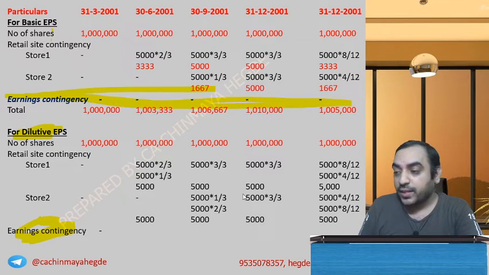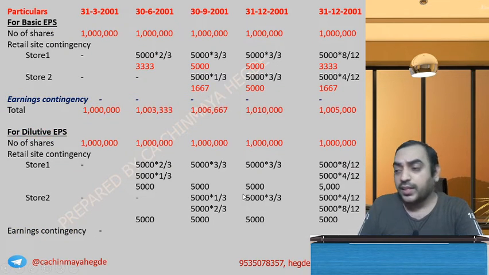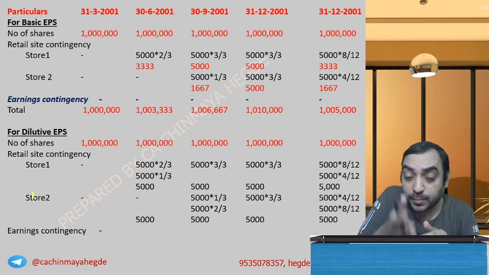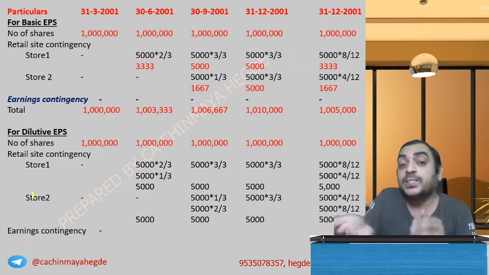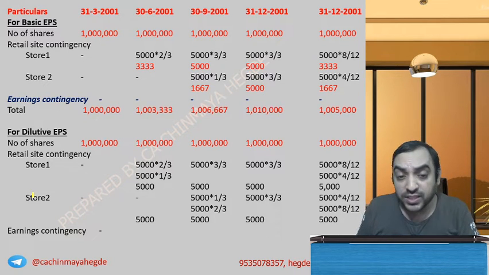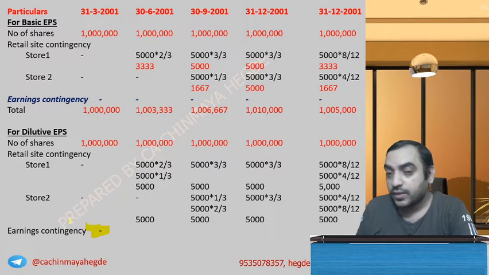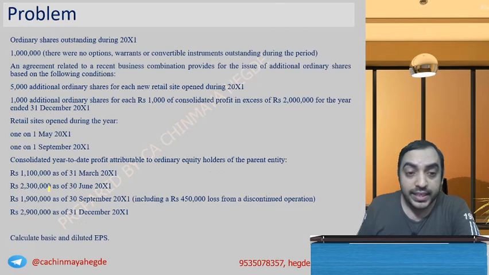Good. Now let me come to the dilutive EPS portion. Dilutive EPS portion means your point is taken. Consider the year end, quarter end as if it were the contingency period end. What will happen? First, you're not resolved. Second quarter, 23 lakh, crossing 20 lakh.